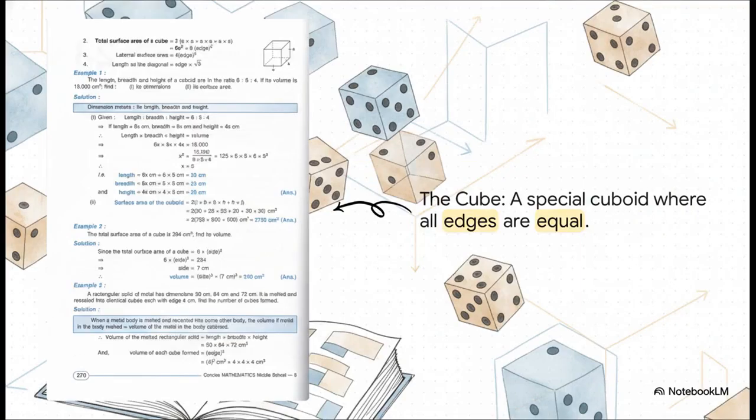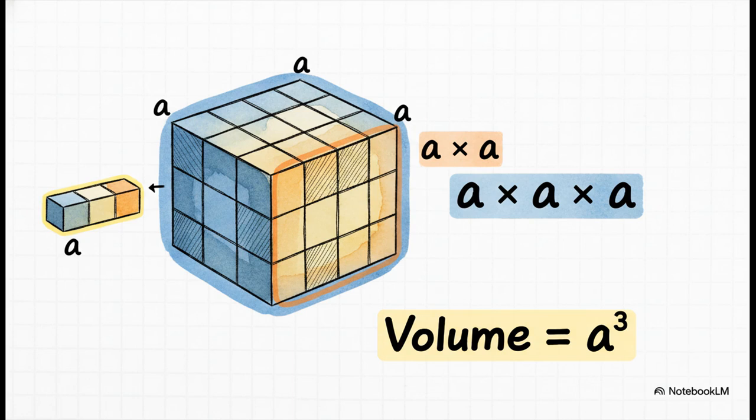Next, we have the cube. Now, a cube is just a special, kind of perfect version of a cuboid where the length, breadth, and height are all exactly the same. Think of a single die from a board game, and that perfect symmetry makes its formula even easier. Since all the edges are equal, we can just call the length of one edge A, so the volume becomes A times A times A, or, more simply, A cubed. Simple, elegant, and really powerful.